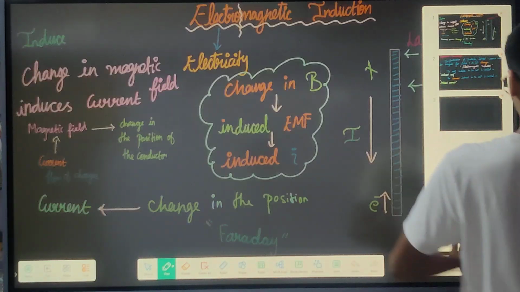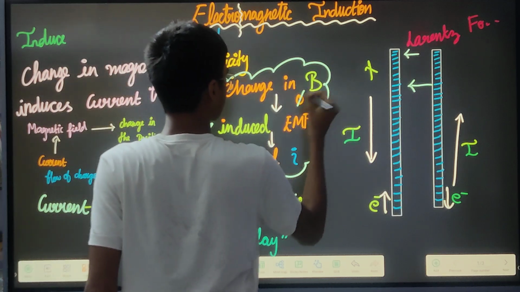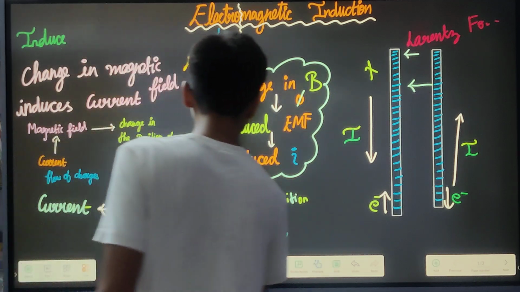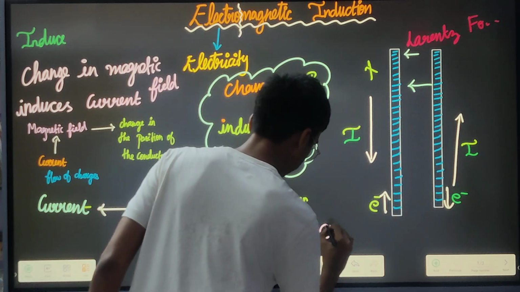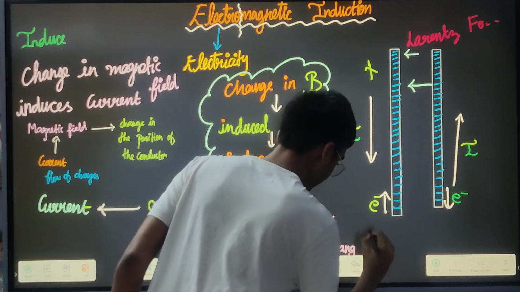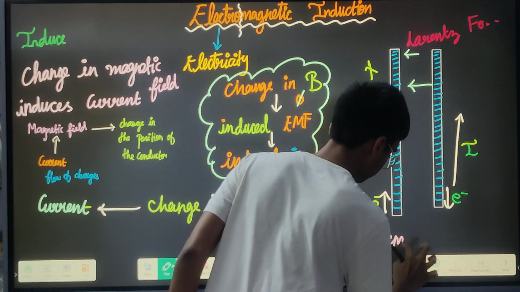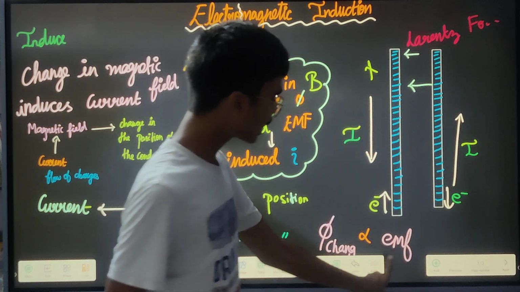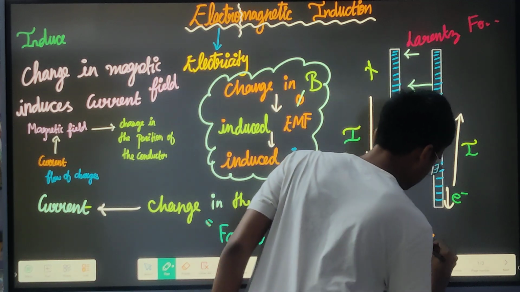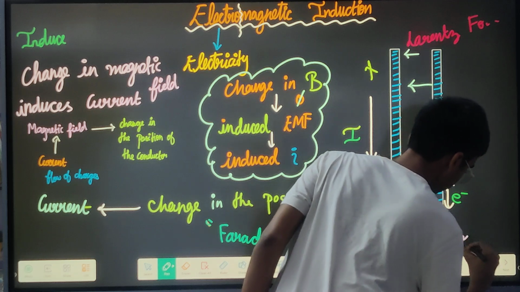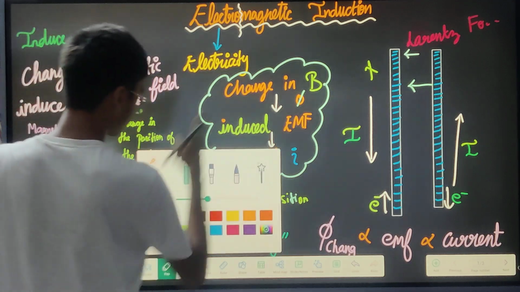So this one I can write like this. It need not be just the magnetic field, it can also be flux. There is no problem with that. So change in the flux is directly proportional to the EMF, the amount of EMF produced, which is electromotive force. To produce current, EMF is required. And as you would have guessed, EMF is directly proportional to current. So this is what they have written.